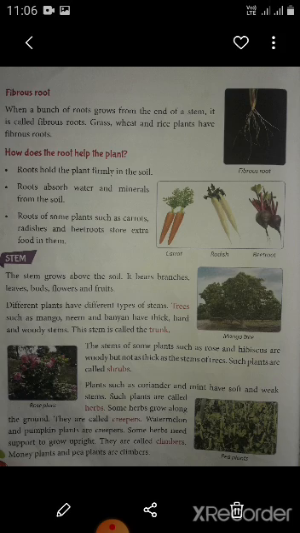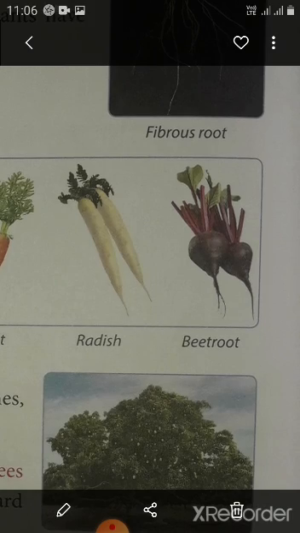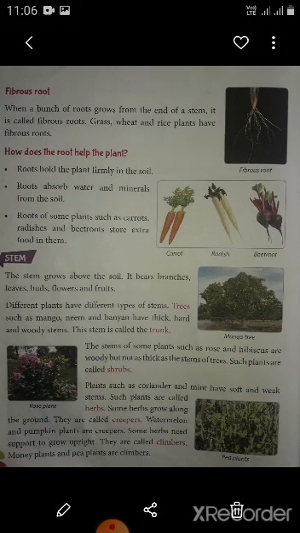Roots of some plants such as carrots, radish and beetroot store extra food in them. They have 3 major jobs: absorbing water and minerals, supporting the plant and storing food.